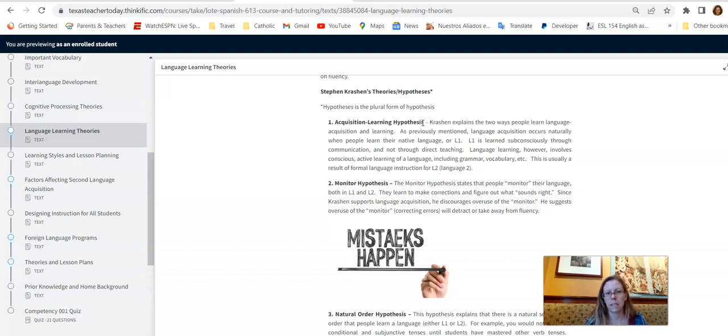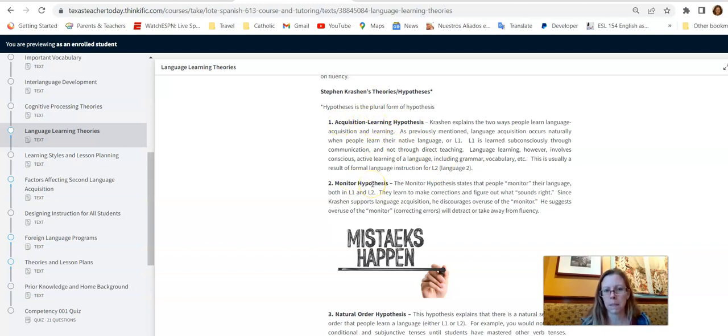Language acquisition is how we learn L1. We just naturally acquire it, pick it up from listening to our parents and caretakers. There's not a lot of direct instruction involved or conscious effort to pick up language. It's just naturally acquired. Language learning is more direct instruction, more conscious effort to learn a language. He promotes that we use acquisition techniques even when teaching L2. So even for teaching Spanish, we would use acquisition methods, a more natural approach. So that's acquisition learning, that there's a difference between acquisition and learning.